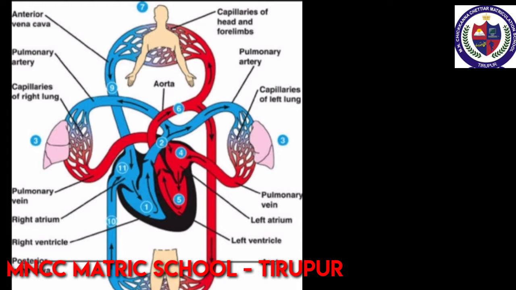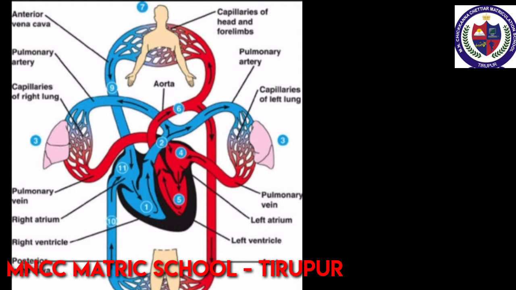Aorta carries oxygenated blood to all the organs of the body. Pulmonary circulation. The path of pulmonary circulation starts in the right ventricle. Pulmonary artery arises from the right ventricle and reaches the lungs with deoxygenated blood. Pulmonary veins collect the oxygenated blood from the lungs and supply it to the left atrium of the heart.